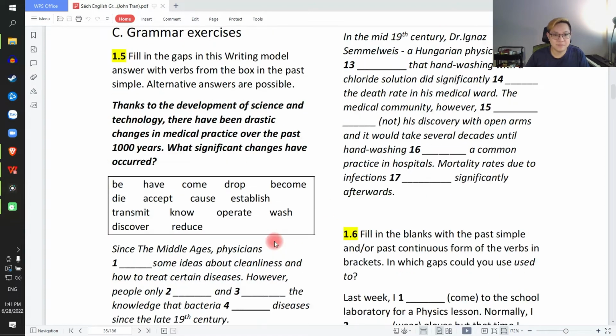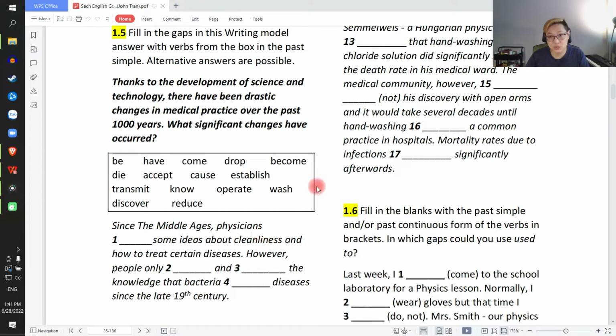Okay, so now I'll read it again. Pay attention to the pronunciation, okay? Bây giờ đọc lại các bạn, chú ý cẩn thận phát âm nè. Since the middle ages, physicians had some ideas about cleanliness and how to treat certain diseases. Cẩn thận, kéo dài. Treat certain diseases.